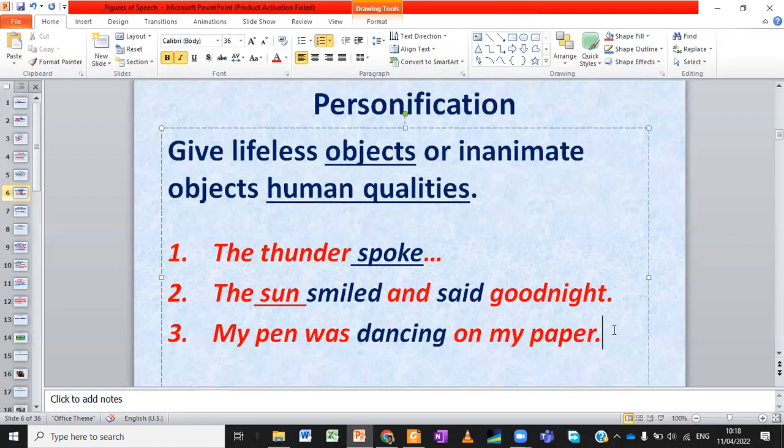My pen was dancing on my paper. What does that mean? His pen was moving about on his paper. Yes, like when you hear 5 minutes to stop, that's when you start rushing, trying to complete the questions. Okay, so the pen here was given the attribute of a human being, which is to dance, right? The sun was given the characteristics of a human being, which is to smile and to speak. The thunder here was also given the characteristics of a human being, to speak. So note that.